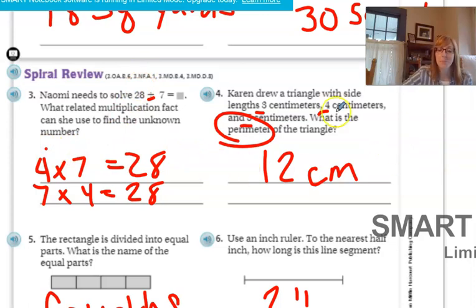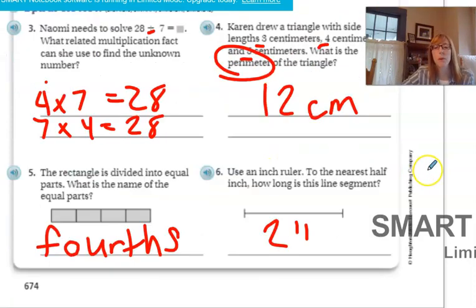Okay? This one said perimeter. Perimeter, we know, is the distance around something. So we know that we are adding all the sides up. So a triangle that had 3 centimeters, 4 centimeters, and 3 centimeters. Oops, I think that's, sorry, I totally covered it up. It is 5 centimeters. So we had 3 and 4, which was 7, plus 5, which was 12.